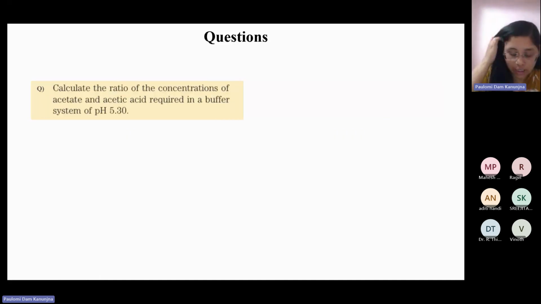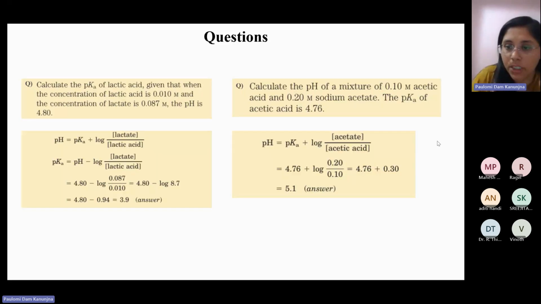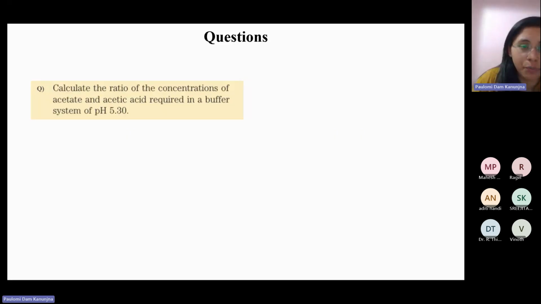Okay, this is the same question in a different format. It says calculate the ratio of concentration of acetate and acetic acid required in a buffer system of pH 5.30. So acetic acid pKa we have been using so far. If you haven't yet captured it, the pKa of acetic acid is 4.76. So you have your pKa value, you have your pH. Now you need to calculate the ratio.